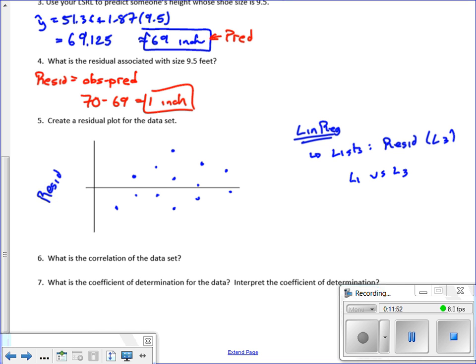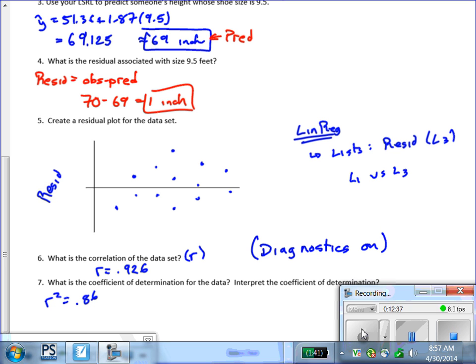The correlation: remember, in order to get the R and the R squared value, make sure your diagnostics are on, and the easiest way to do that is to go through your catalog. If you hit second 0, you can turn your diagnostics on. So our R value, our correlation, is 0.926, which again reaffirms this is a strong positive. Obviously R is positive, and according to the graph, it does look linear. And then the coefficient of determination is just R squared, and if diagnostics are on, you get that information.